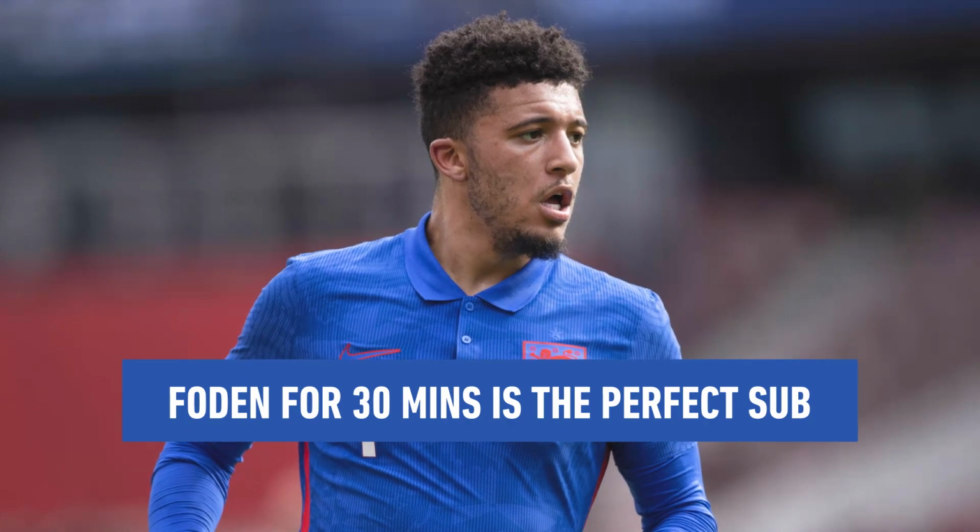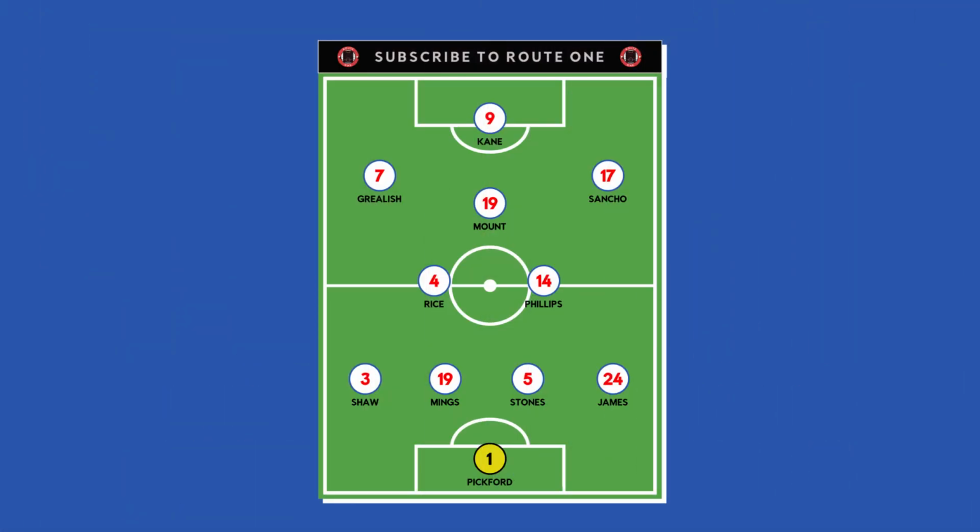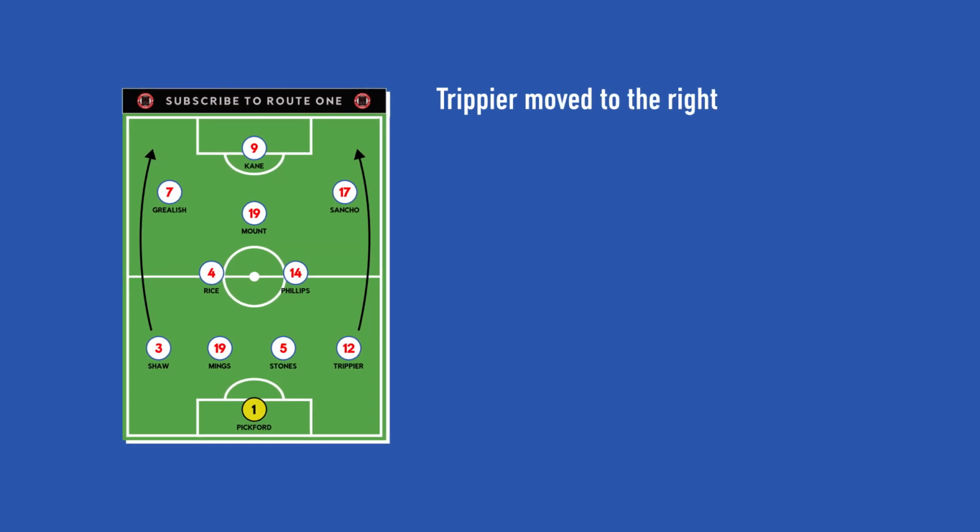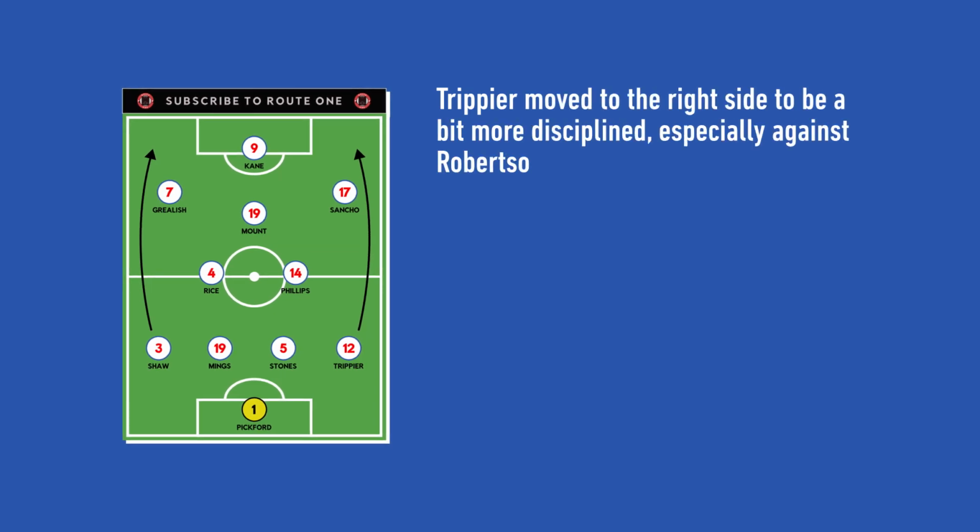The difference you find with this first 11 is that the fullbacks want to attack. So I've got Reece James at right back instead of Kyle Walker. I don't think his performance against Croatia was that good, but that might instead be Trippier if he moves to the right hand side to be a bit more disciplined. I think Trippier on the right hand side would be a good option due to the impact that Robertson could have on the match for Scotland.